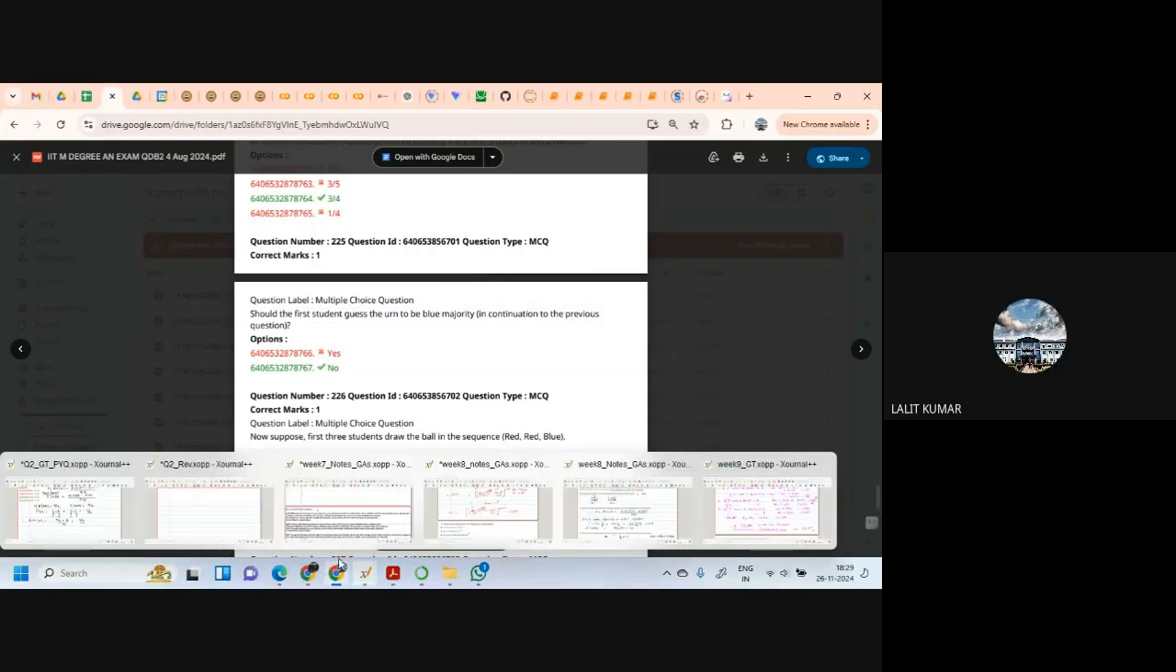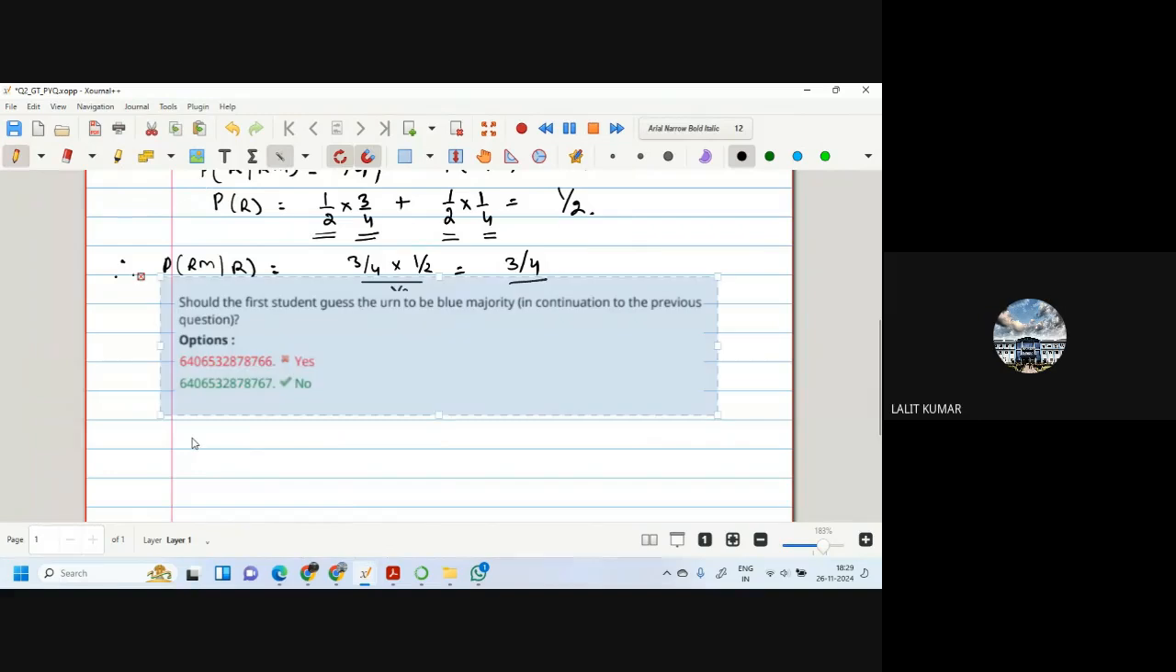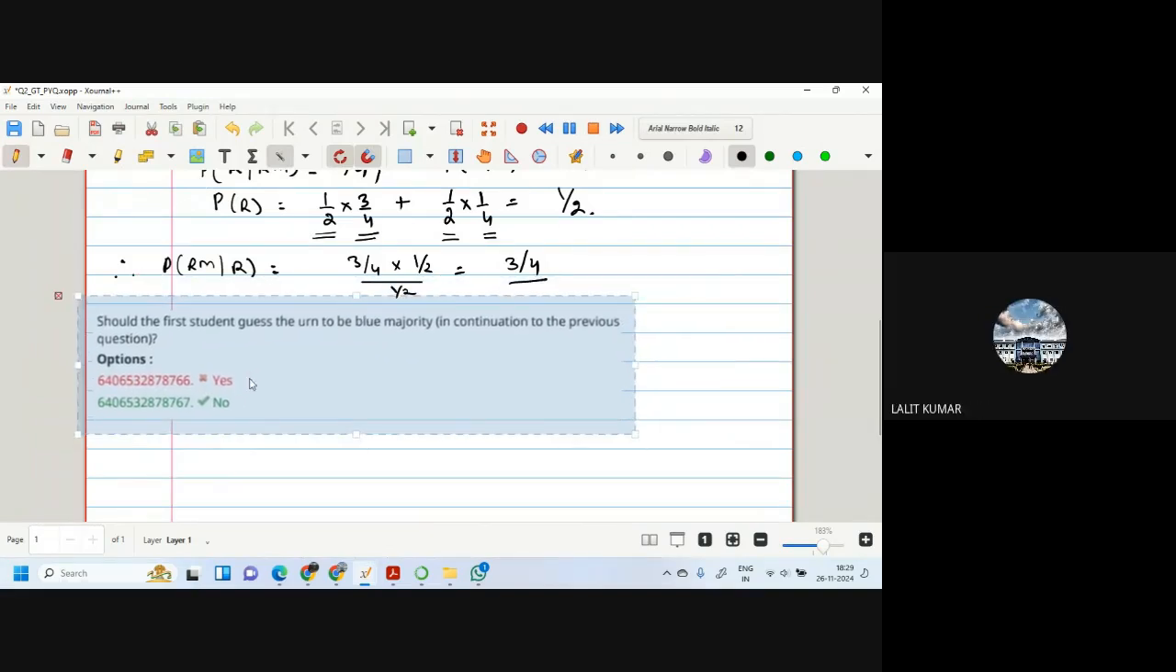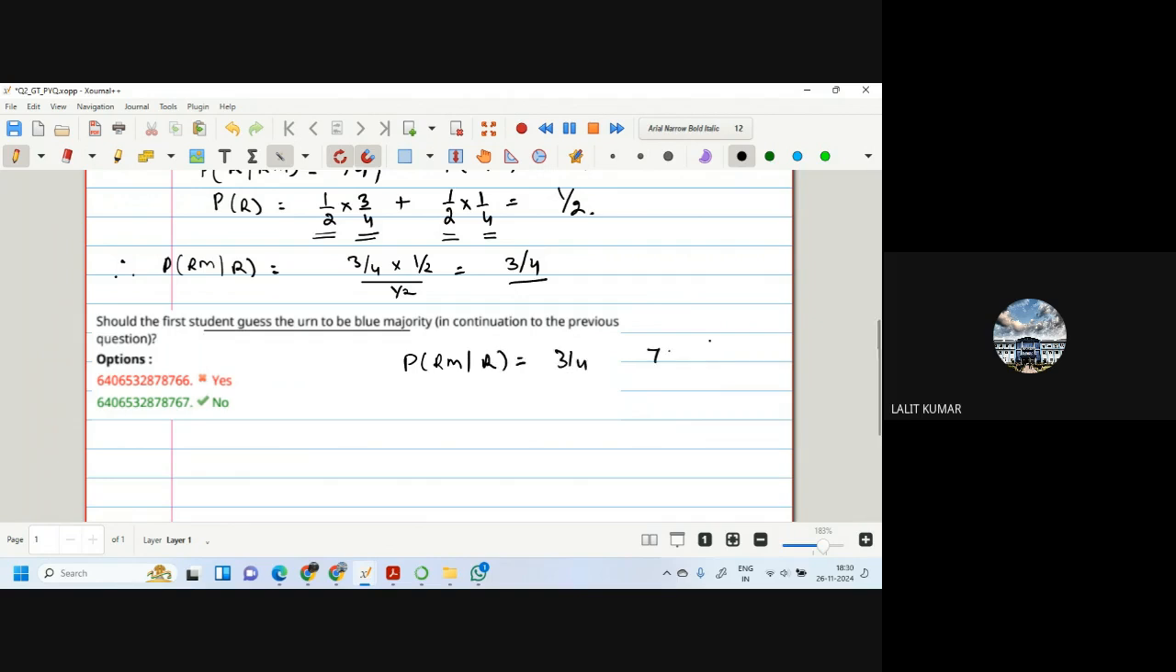So now we go to the next one. Now suppose the first student guesses the urn to be blue majority. Is it 3 by 4? No, because probability of red majority over red is 3 by 4, which is 75%. So he will declare it as red, not blue. Therefore blue majority is no.